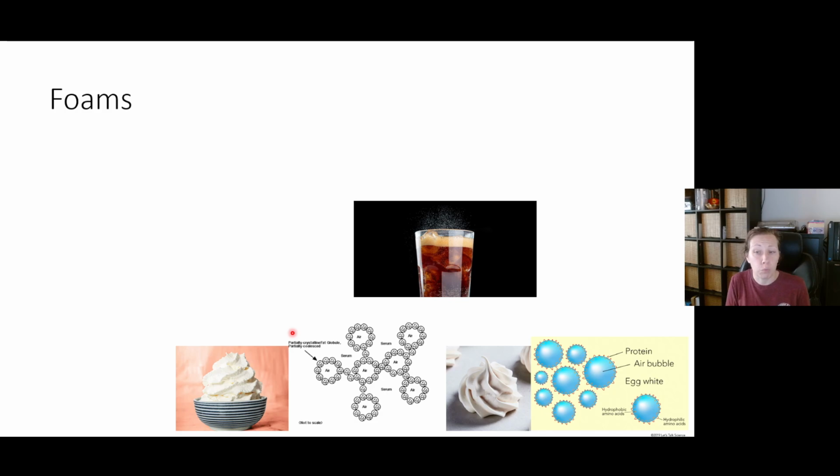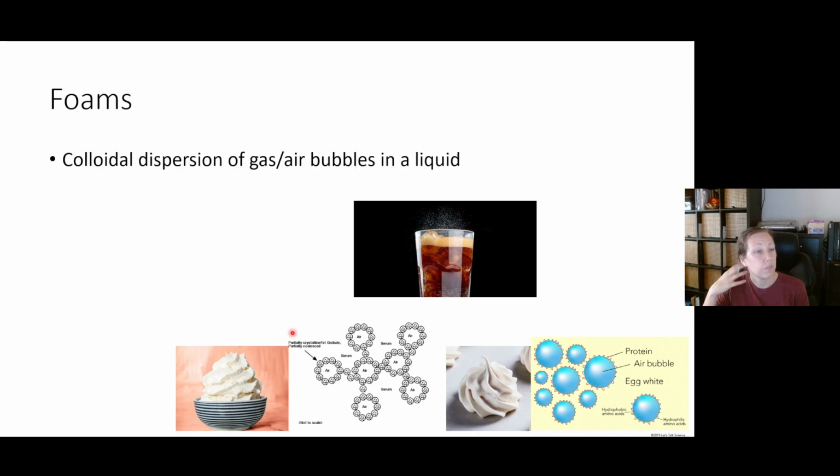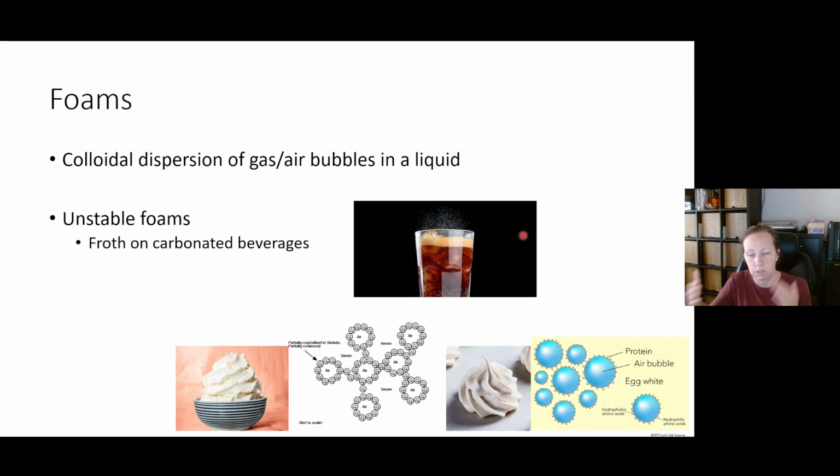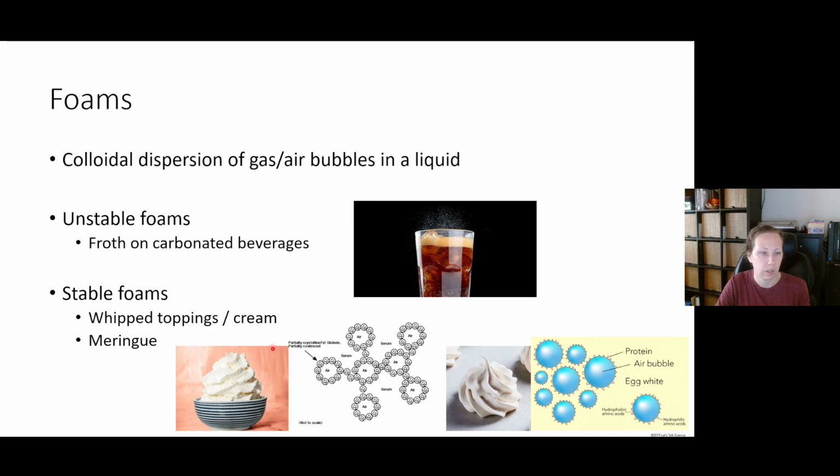Okay, so foams are another type of colloidal dispersion. And so in foams, we're going to have a dispersion of gas or air bubbles in a liquid. Okay. So we have unstable foams. This would be like the froth on a carbonated beverage, on a cola. That foam is going to disintegrate eventually and not be a foam anymore, right? It will settle. Versus stable foams are things like whipped topping, so whipped cream, and meringue, where we have that egg white that we've made into a foam.